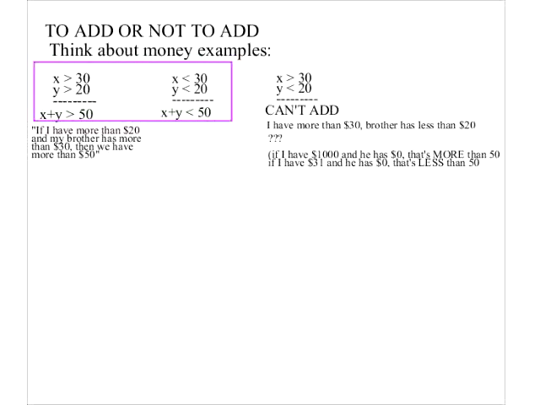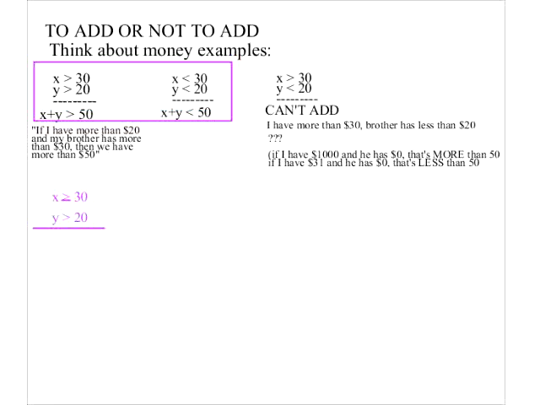Let's see what else you can do. If one of them is a greater than or equal to, then who knows what you get out of that? Text box if you know. Again, think about money examples.